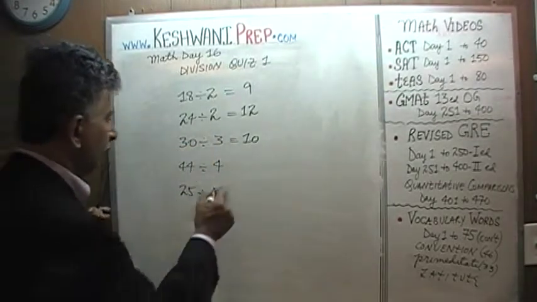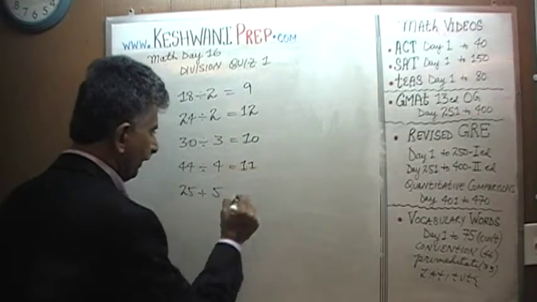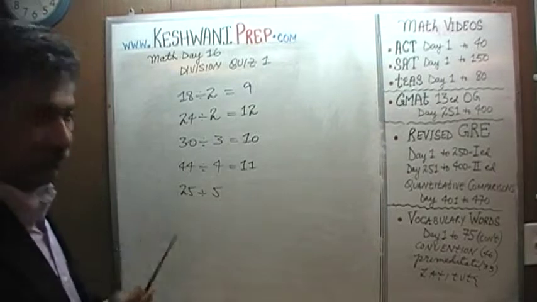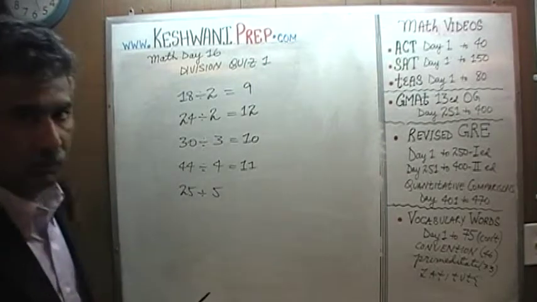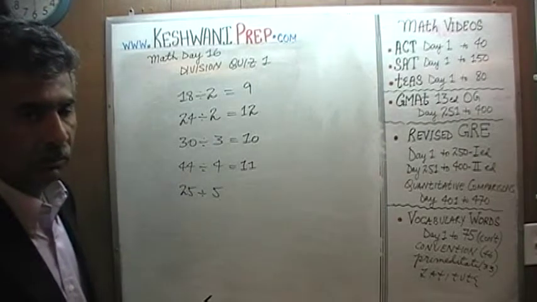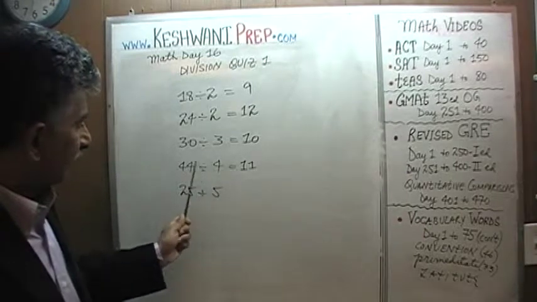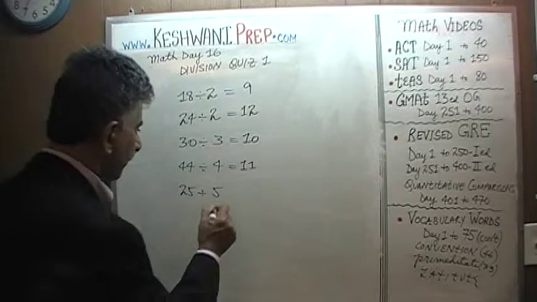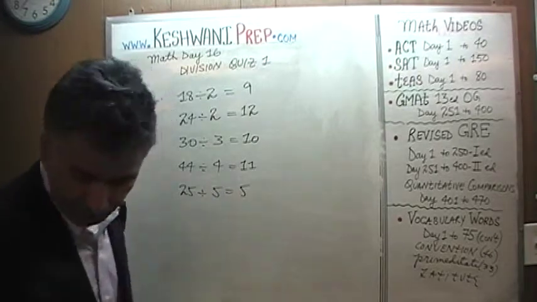44 divided by 4 is simply 11. It's 11 because 11 4s are 44, or 4 11s are 44. Of course, 11 4s are 44 because 10 4s are 40, and then another 4 will make it 44. 25 divided by 5 is 5. Let's do 5 more.